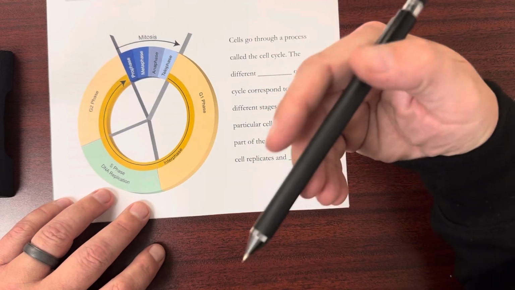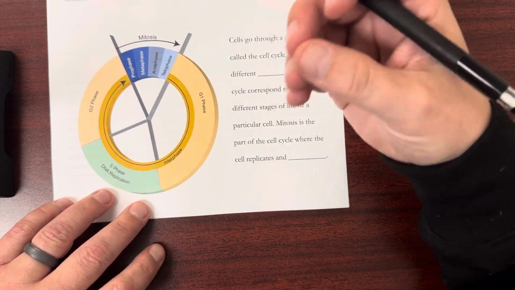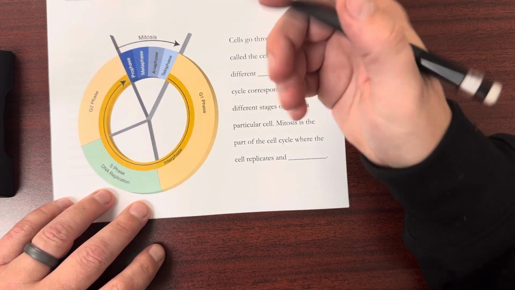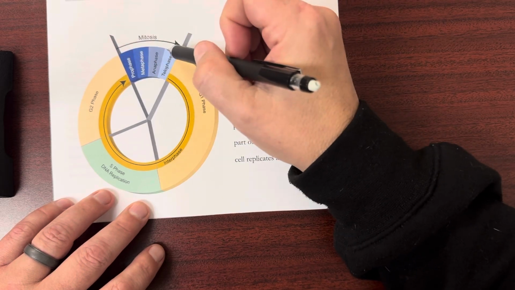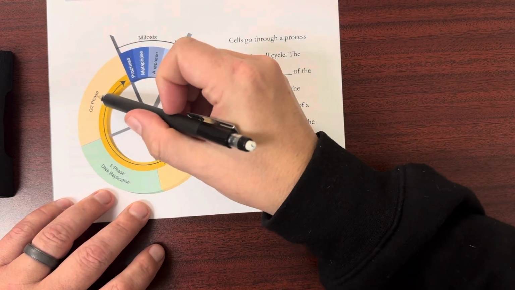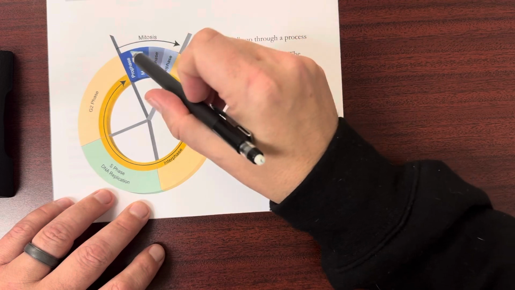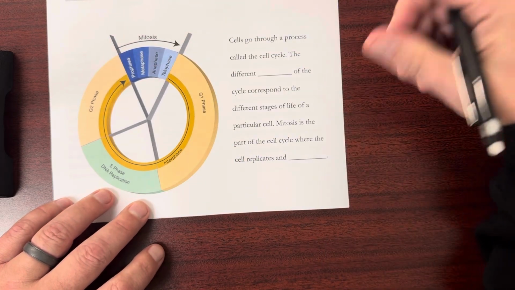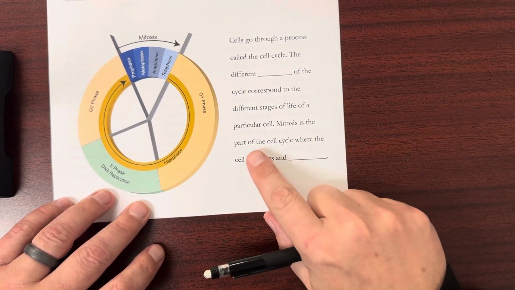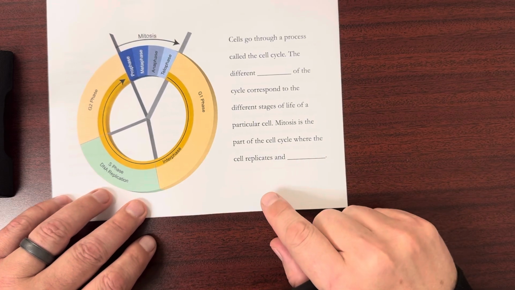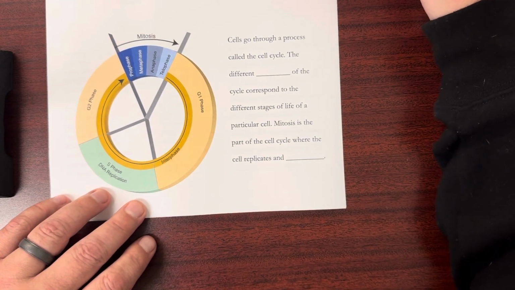Now, the actual process of dividing into two cells from one cell, that's all mitosis. So these are stages that lead up to mitosis, and then you have the replication actually during mitosis. Mitosis is the part of the cell cycle where the cell replicates and divides.